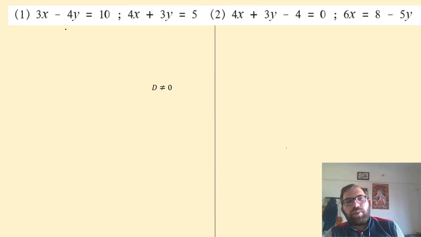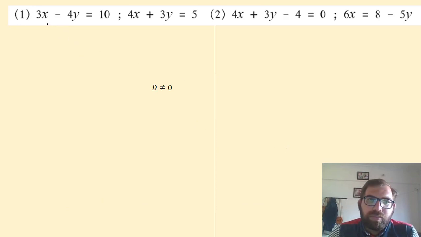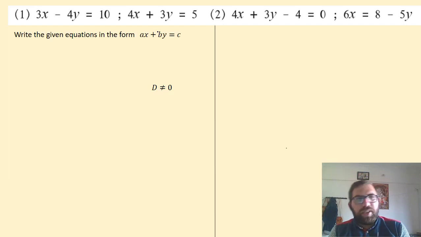This is the example for Cramer's rule. 3x minus 4y is equal to 10 and 4x plus 3y is equal to 5. This is the first example. We know that for Cramer's rule we should first write the equations in the form of ax plus by is equal to c. So we will write these equations in the form of ax plus by is equal to c.